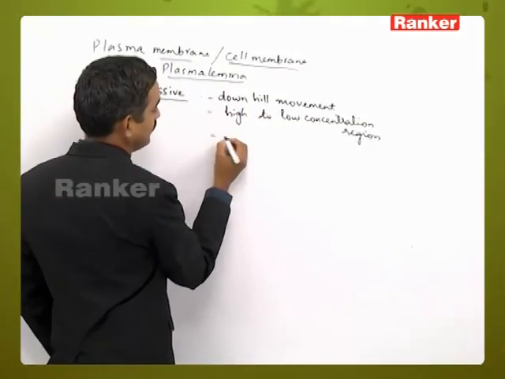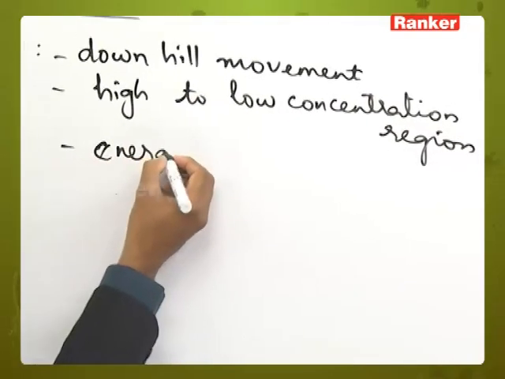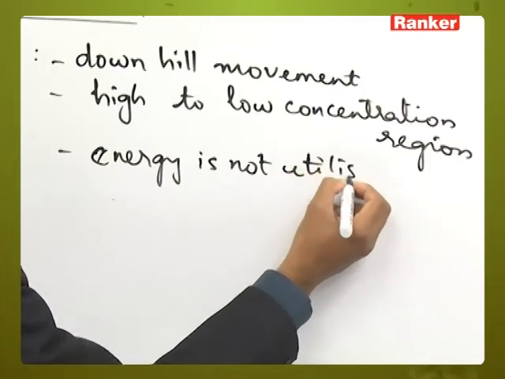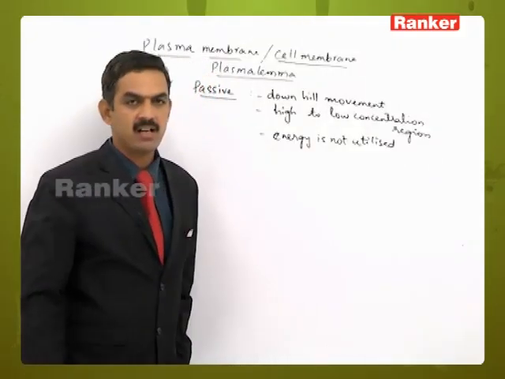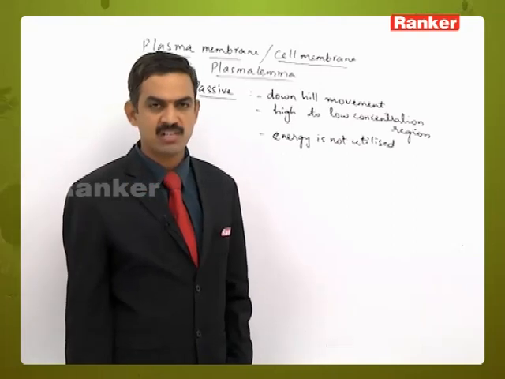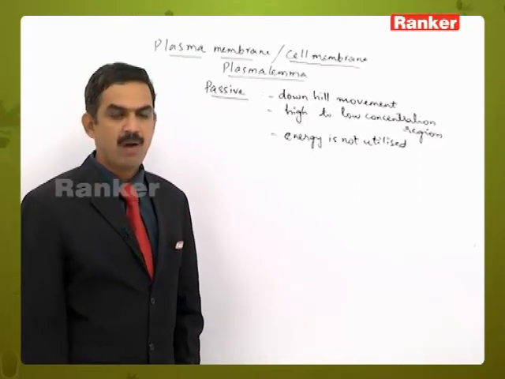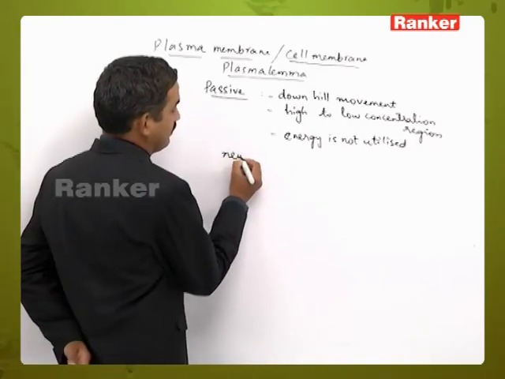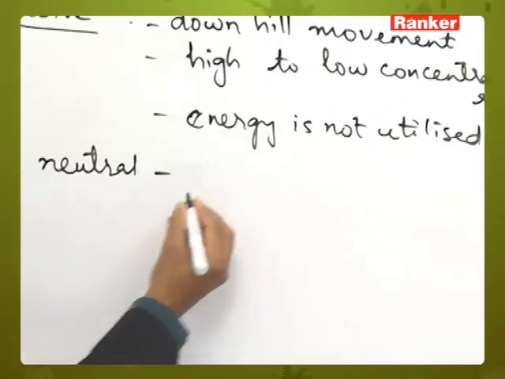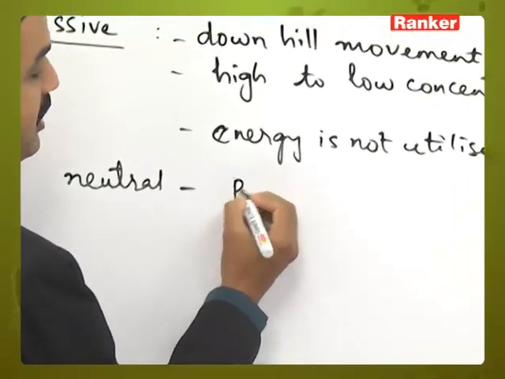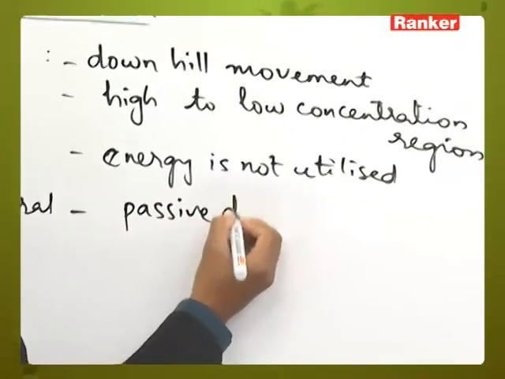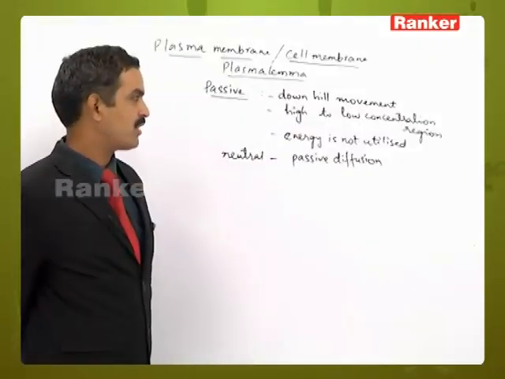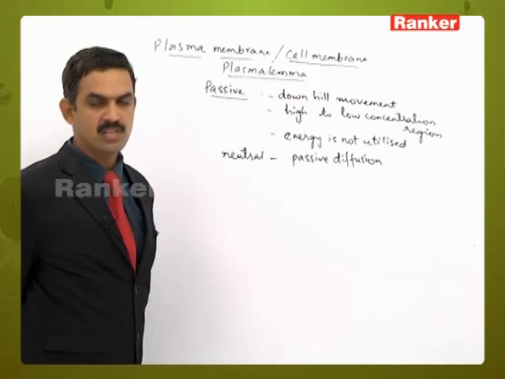And here energy is not utilized. So this type of movement, where energy is not utilized and which goes from high concentration to low concentration, is called a passive movement. And here sometimes the neutral substances are transported by passive diffusion, where the energy is not utilized. The same characters: downhill movement, or from the high concentration to the low concentration region.